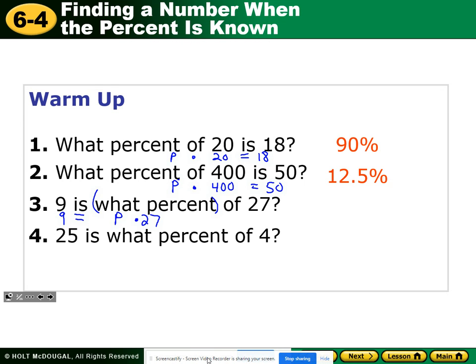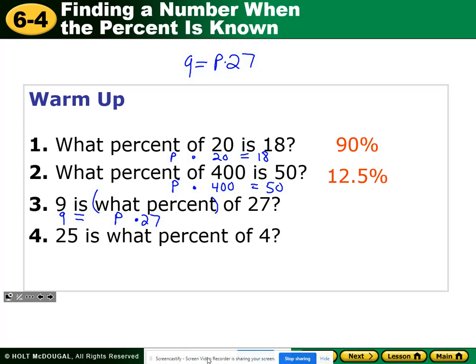Is that still an equation? Mm-hmm. Yeah, and I'm going to write it up here. 9 equals P times 27. We still have our whole, right? We still have our part, and then we'll still have our percent that represents that, right?